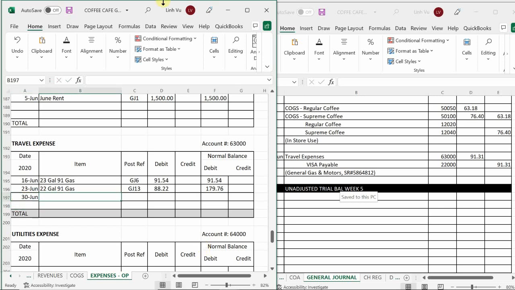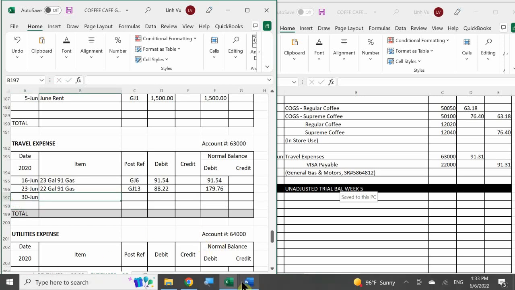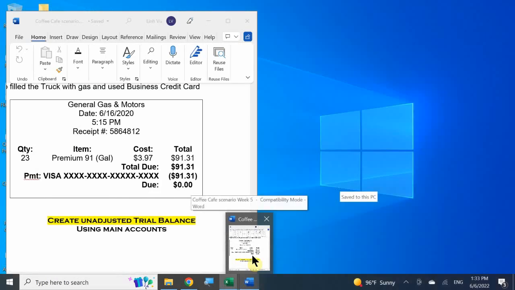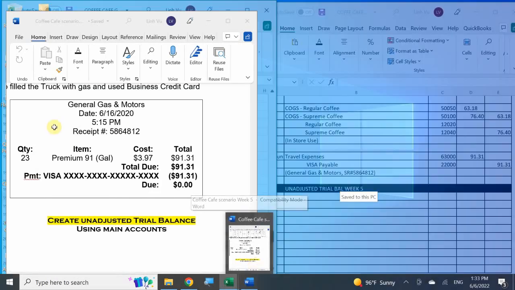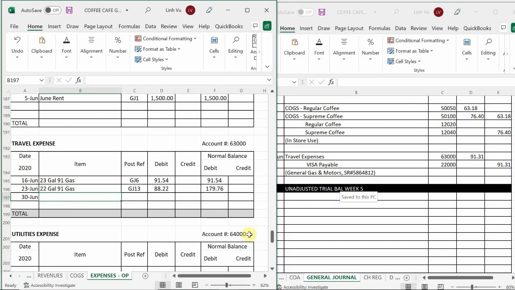And how many gallons of gas did we purchase? We purchased 23 gallons of 91 gas for $91.31. Right? And that gave us a grand total of gas that we purchased of $271.07.